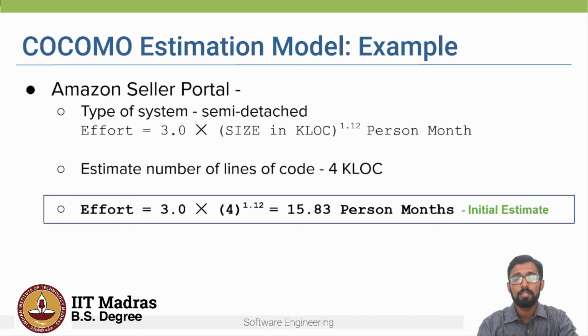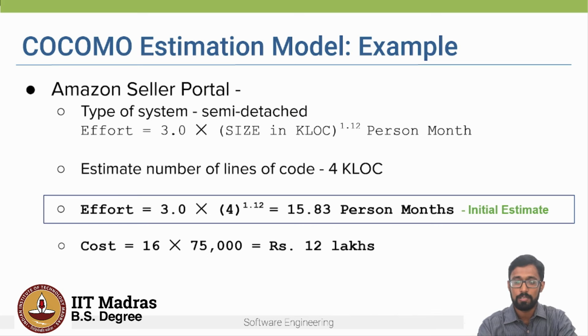And based on this, we can estimate the cost. So let's say that the average salary of the 16 people is 75,000 per month. Then the total cost comes up to around 12 lakhs.